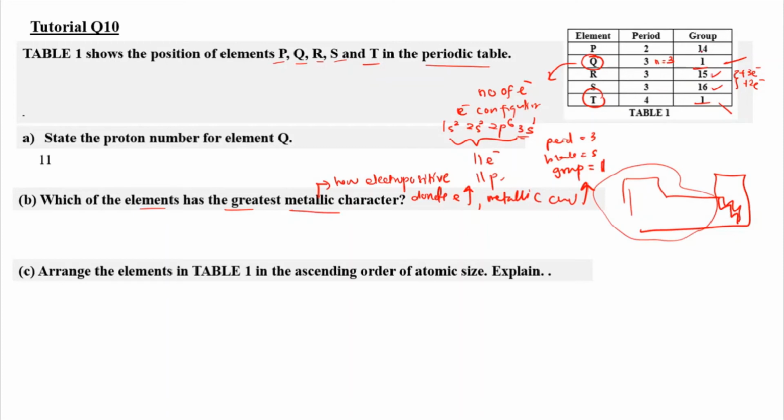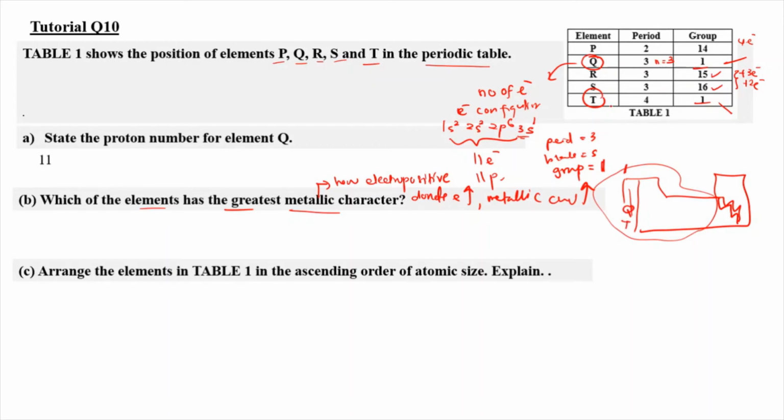And for group 14 here, it can either receive or donate 4 electrons. Okay, so to answer question B, we can only have two options, which is Q and T. Both are in group 1. Q is in period 3 and T is in period 4.